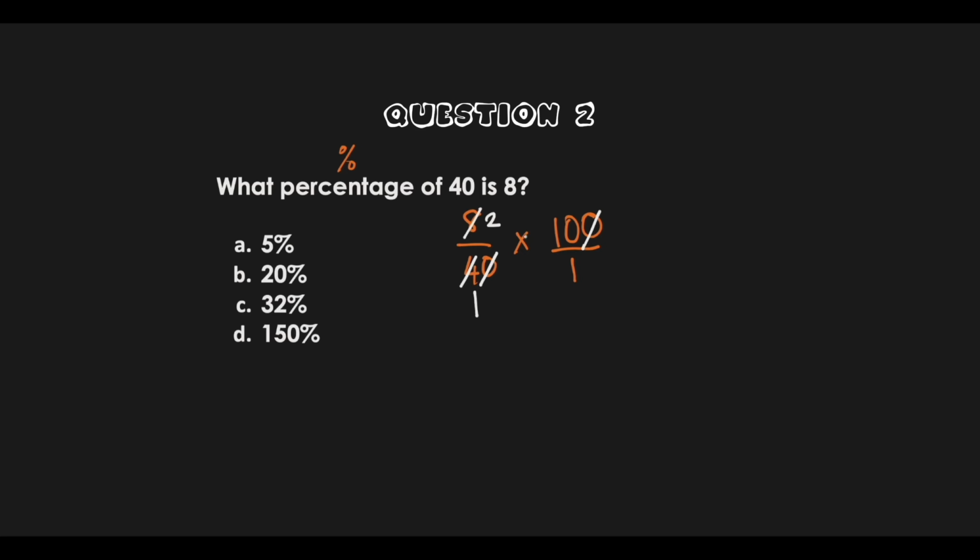So 2 multiplied by 10, which gives us 20, then 1 times 1 is 1. Whenever we're doing fractions and we multiply, we always multiply straight across. So therefore, 20 over 1 is the same as 20%. Therefore, our answer is 20%.